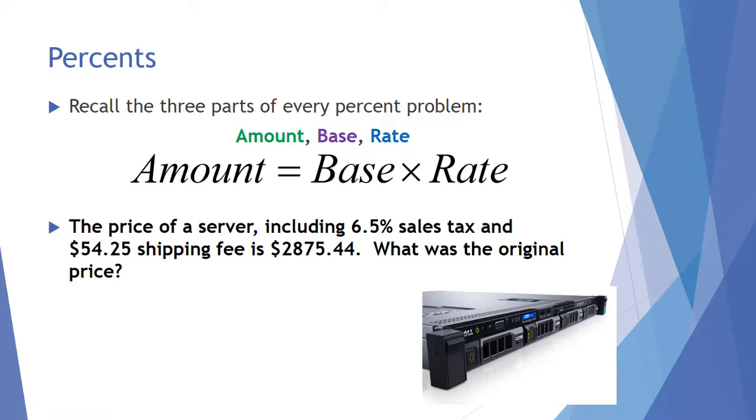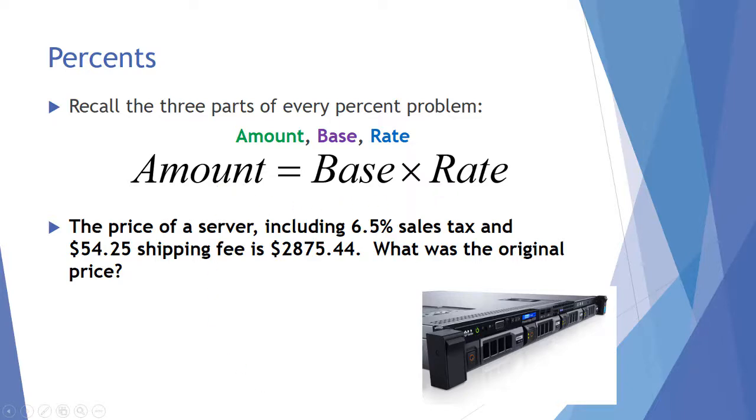Okay, let's take a look at 2 more problems here before we wrap this up. You might recall that anytime we work with a percent problem, there's 3 parts to the problem. There's the amount, there's a base, and there's a rate. The base is typically the number that we're starting with. The rate is our percentage that we multiply by the base, and that result gives us our amount.